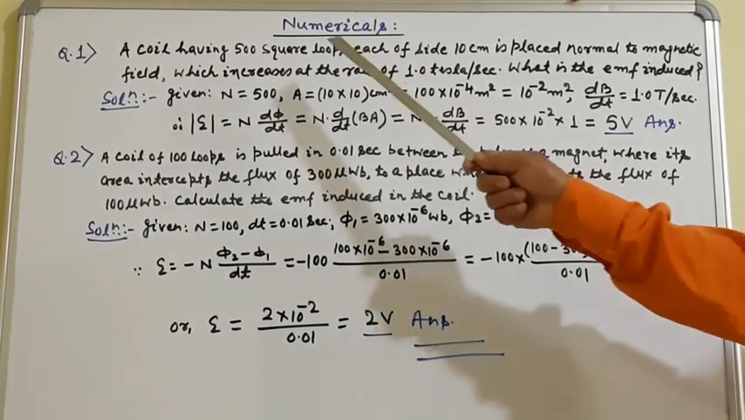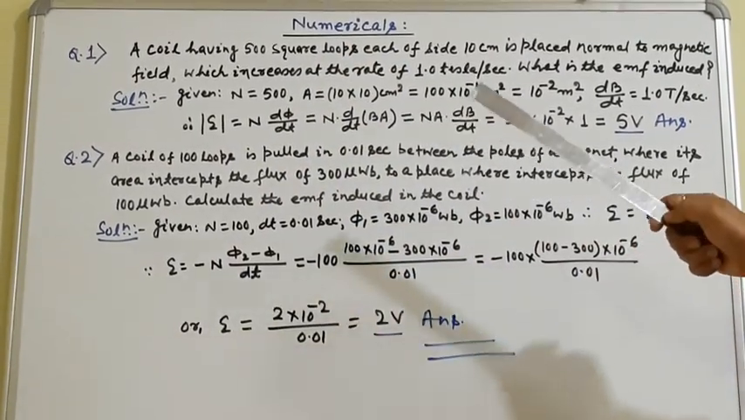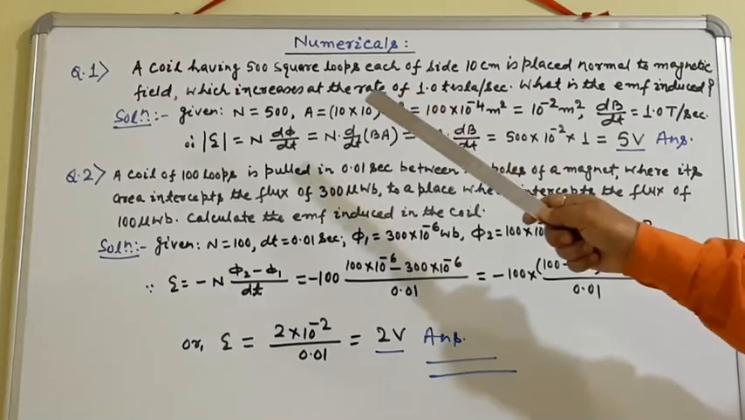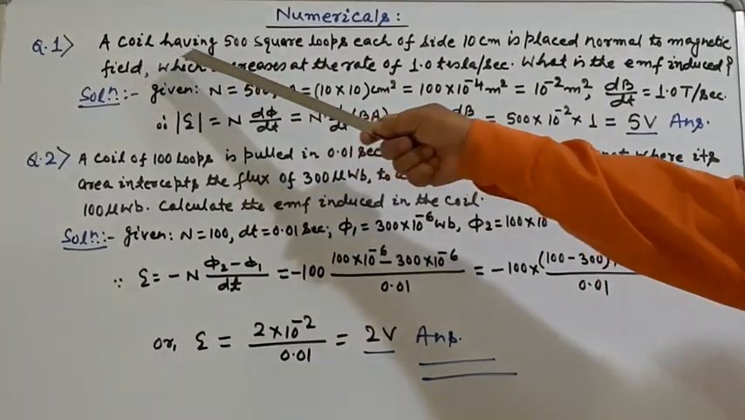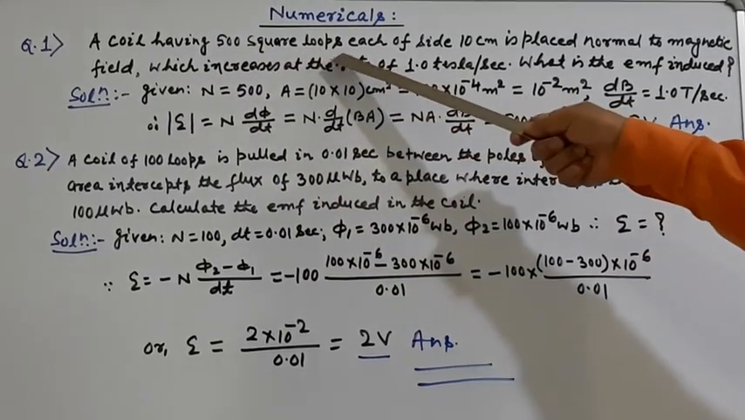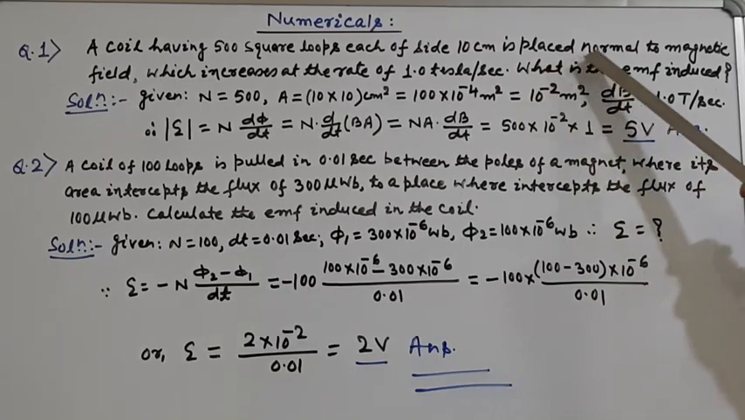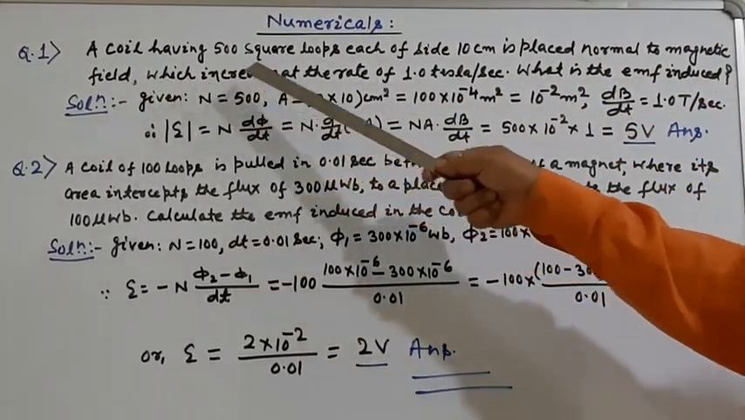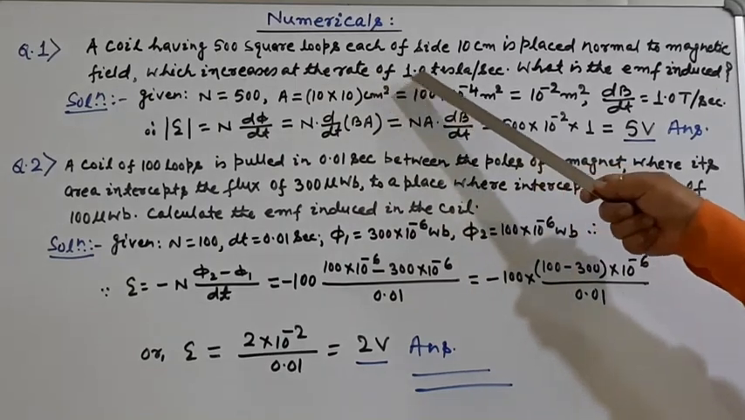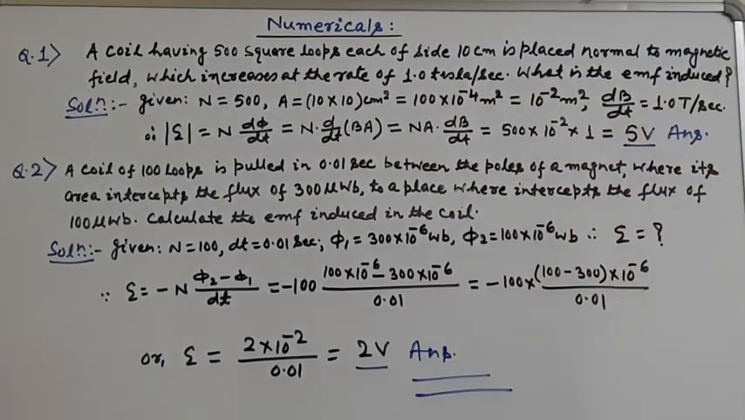Now we shall discuss some numericals on induced EMF and induced current. I have taken a very simple numerical first. Here is the question. A coil having 500 square loops, each of side 10 centimeter, is placed normal to a magnetic field which increases at the rate of 1 Tesla per second. Then what is the EMF induced in the coil?